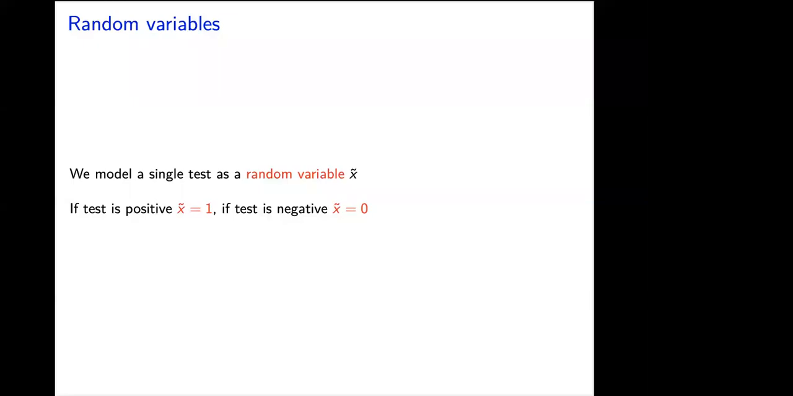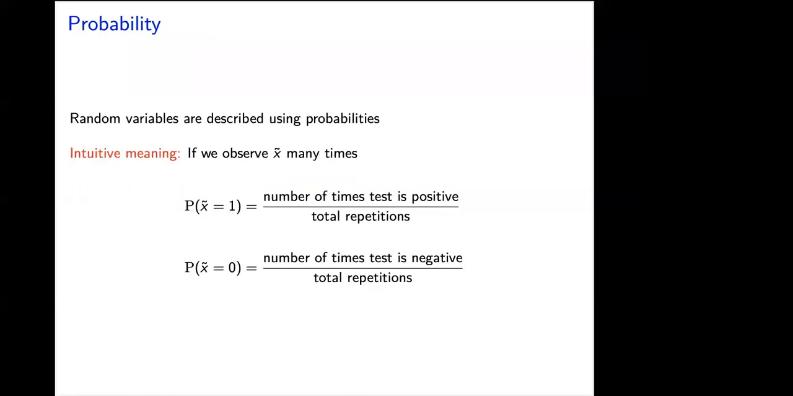If the test is positive, then we would say that this random variable x tilde is 1. And if it's negative, we would say it's 0. So we are going to describe these random variables in terms of probabilities, right?